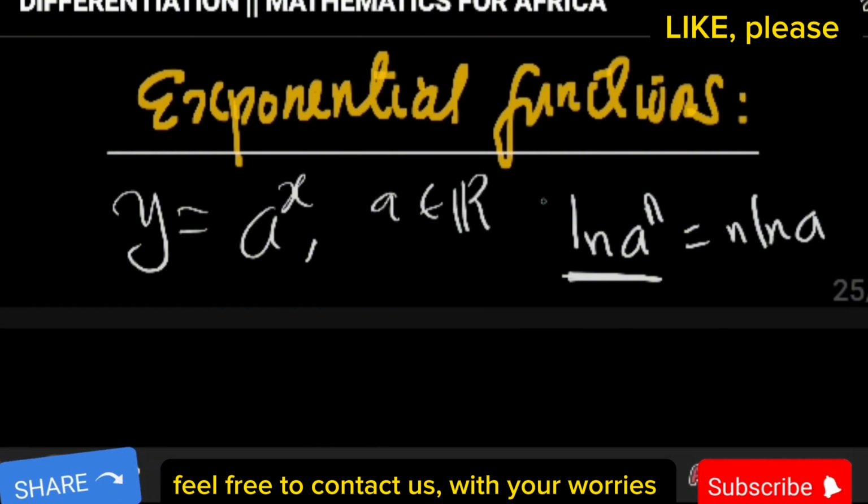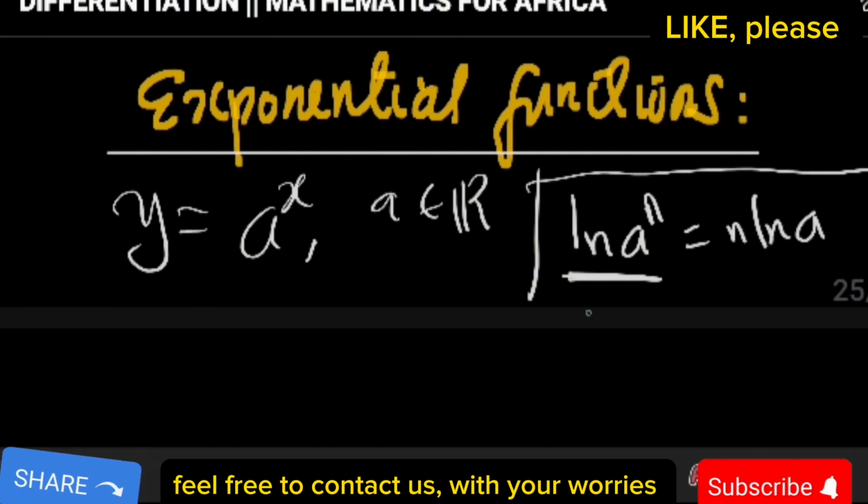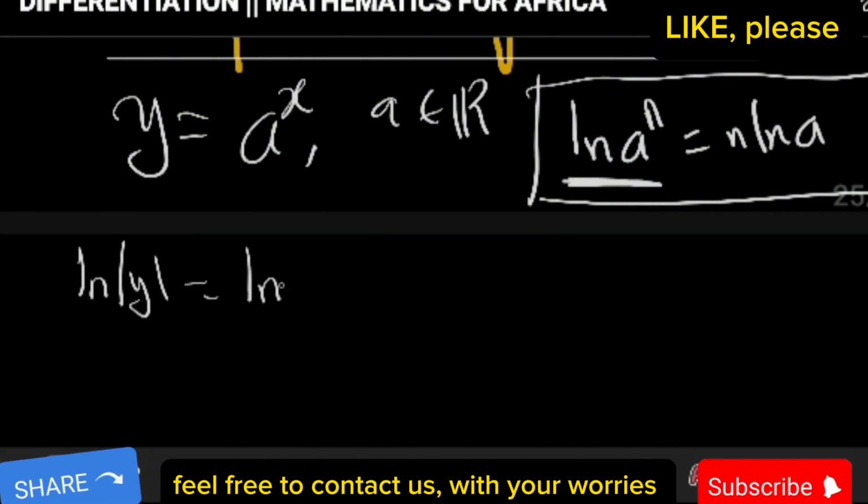And you have to know this property in mathematics, that when you take the natural logarithm of a to the n, that is equal to n times the natural logarithm of a. With logarithms you can bring your power down. So that is what we are going to apply here to bring our x down. We'll take natural logarithms on both sides. So we get ln y equals ln of a to the x, and if you apply this, you can bring down our x. So we get ln y equals x ln a.